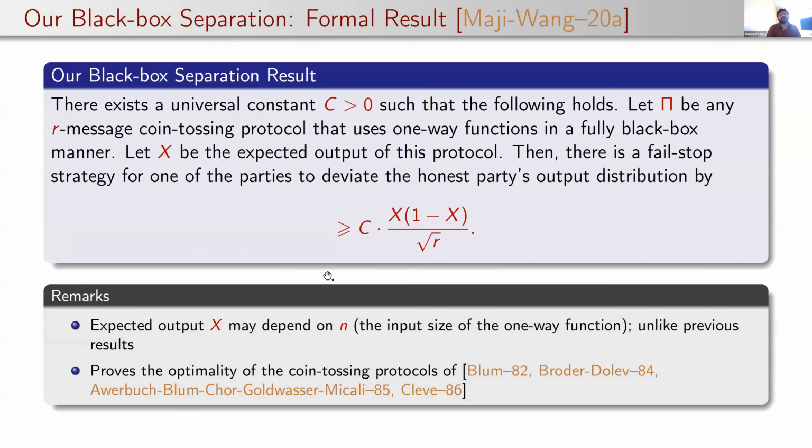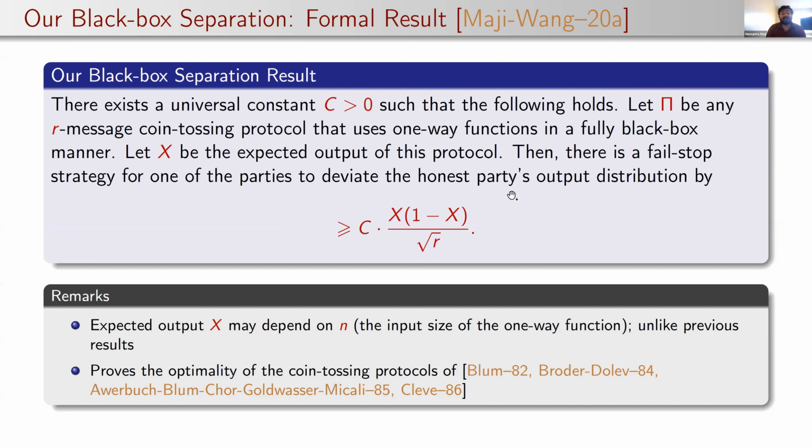So here is the result that we prove, and this is the result I will actually prove in this talk. Suppose there is a coin tossing protocol pi that has R messages. The expected output is X. Then there is an attack which can change the honest party's output by variance of X divided by square root of R.